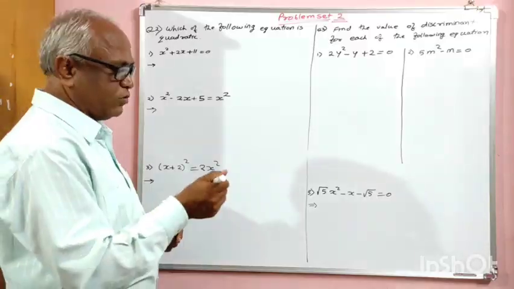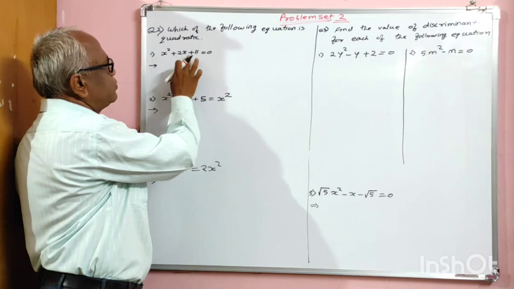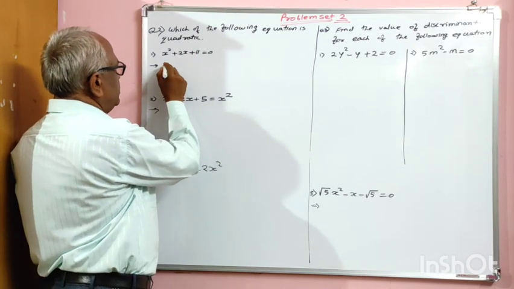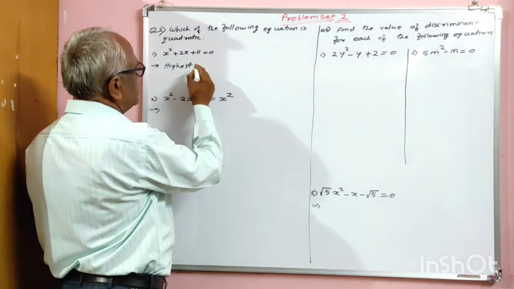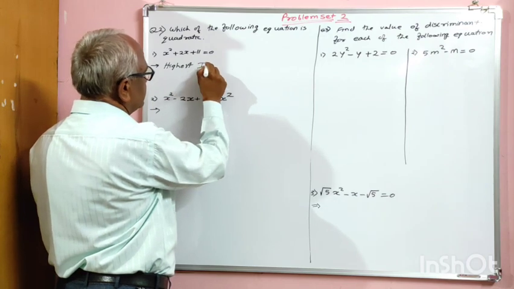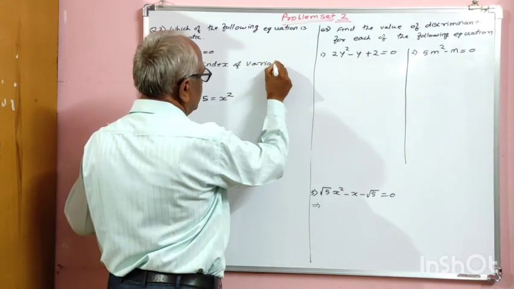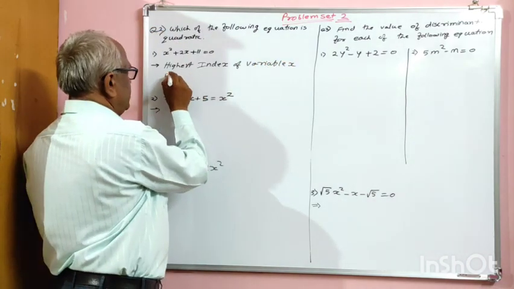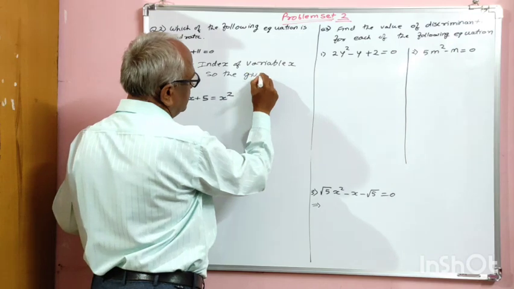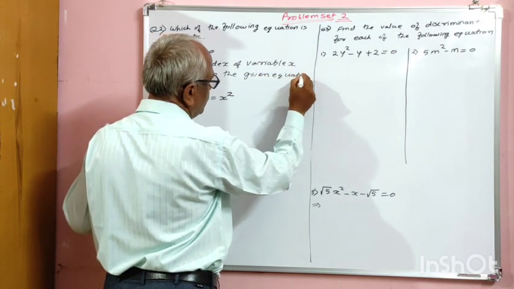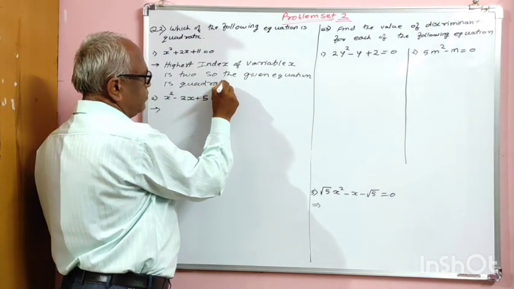Now we are going to start question number 2. Which of the following equations is quadratic? First one, x square plus 2x plus 11 is equal to 0. In this equation, the highest index of variable x is 2. So the given equation is a quadratic equation.